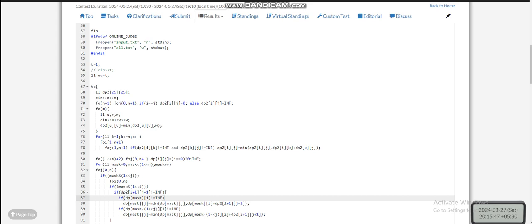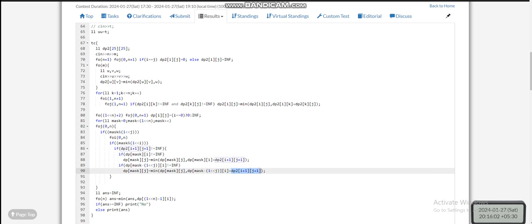Here we are doing the part where j is not present in the mask previously. So the old mask will be mask minus 2 to the power j, and the rest of the part dp2 I plus 1 j plus 1 will be the same. And at the end we are taking where mask is all ones, and we are taking the minimum value over all the ending nodes, right? And if the answer is greater than or equal to infinity, then we print no.